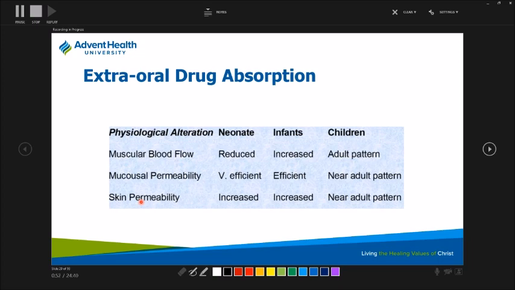Okay, yes, sir. Does nasally have the same kind of increased absorption? Yeah, I don't see a whole lot of intranasal drugs being used in neonatal patients. Certainly, if you have an infant or something that presents to the ER, we've used it before.